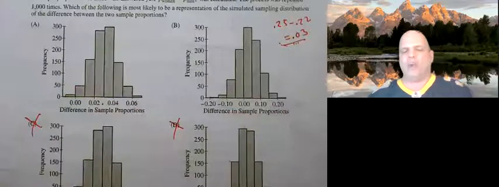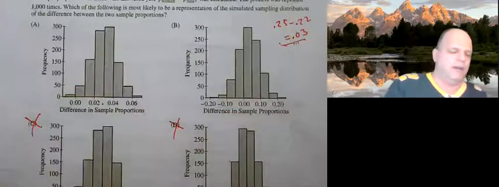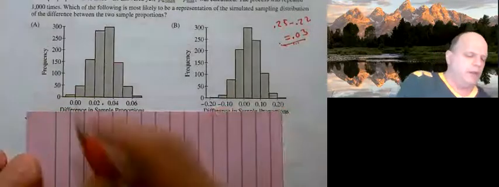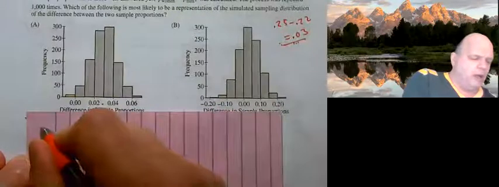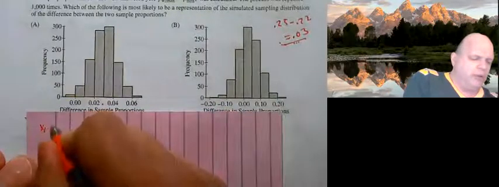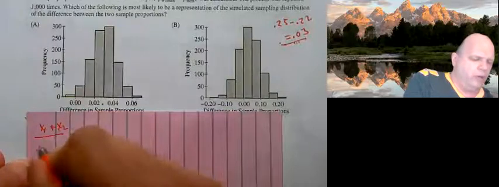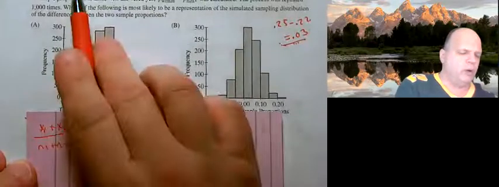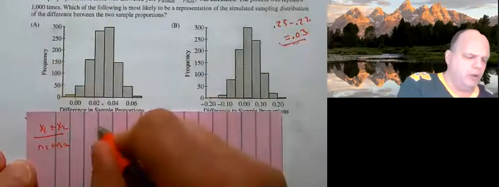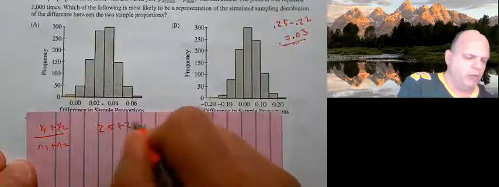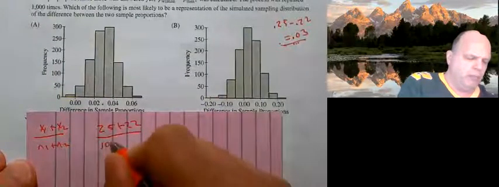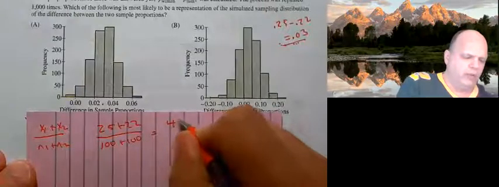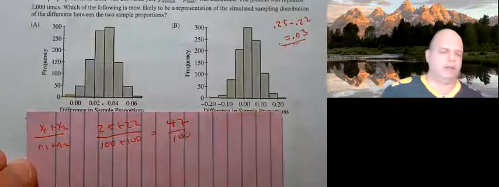Well, to do that, I'm going to actually have to calculate my standard deviation for the difference. Now, I'm going to need to go x1 plus x2 over n1 plus n2. Well, for x1, we're expecting 25 women plus 22 men, 100 plus 100 equals 47 out of 100.